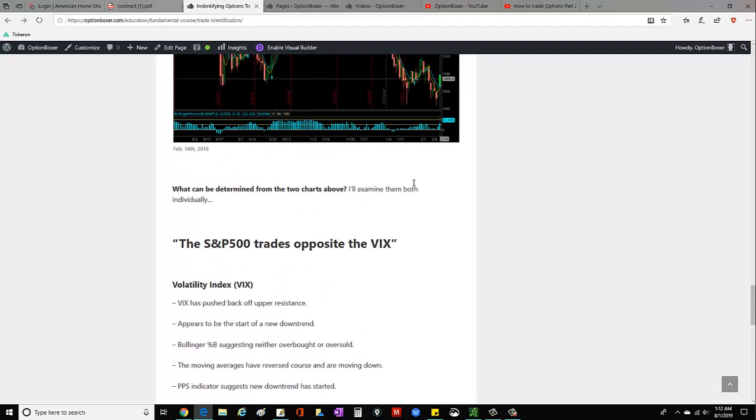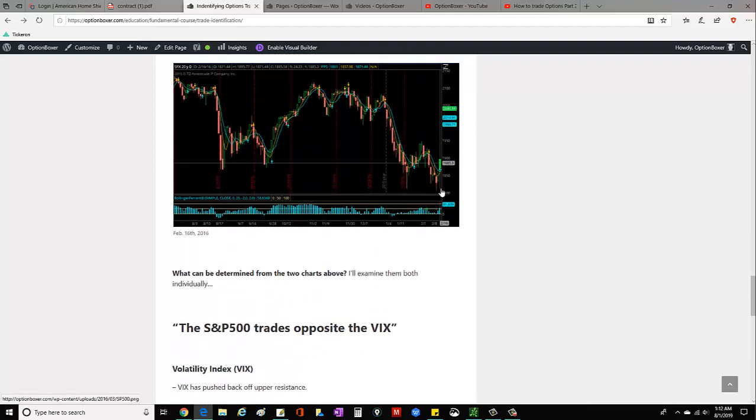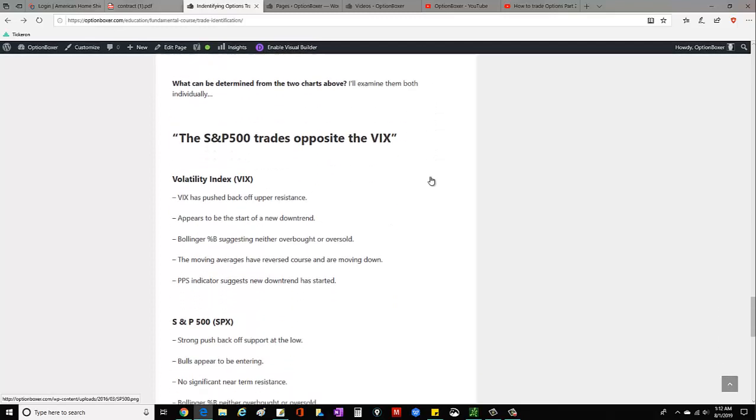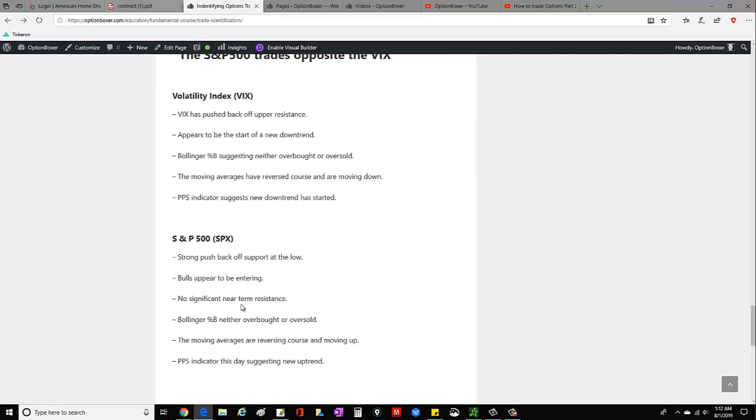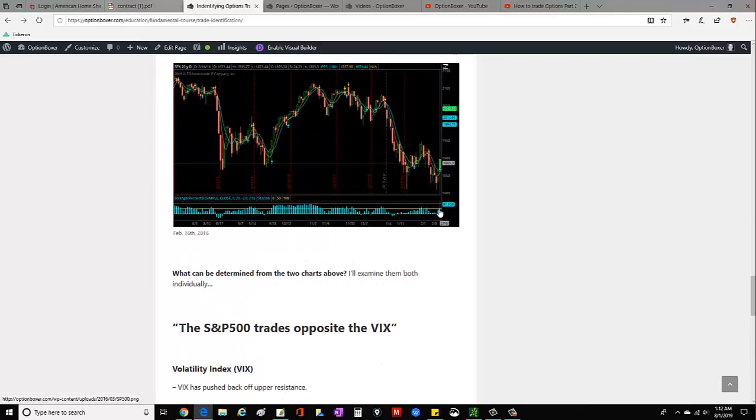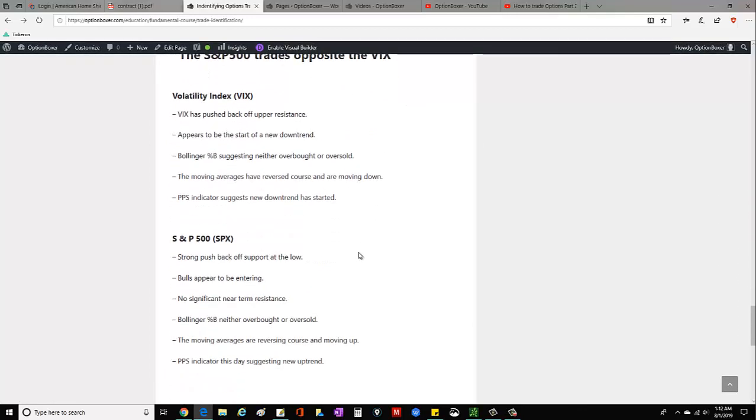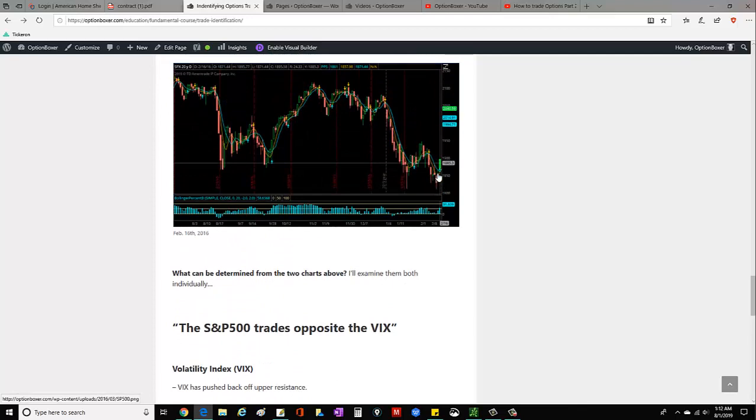Bulls appear to be entering. I would normally take a look at volume to see what volume was doing at this point in time, to see if there was heavy volume coming in, just to add confidence to the bullish move. No significant near-term resistance, which we just mentioned. Bollinger %B is again trading near that midline, so not overbought or oversold, which is almost perfect if you're using Bollinger %B. The moving averages are reversing course and moving higher. You can see they're bottoming out and starting to turn back to the upside.